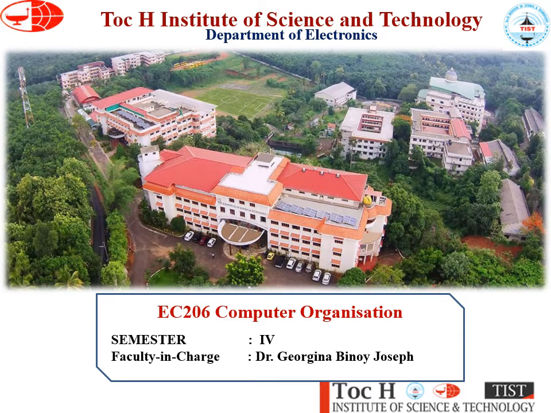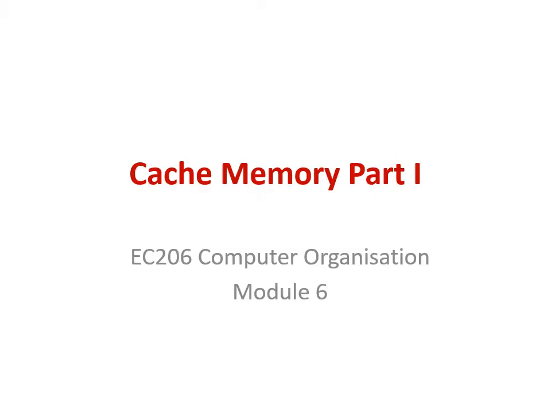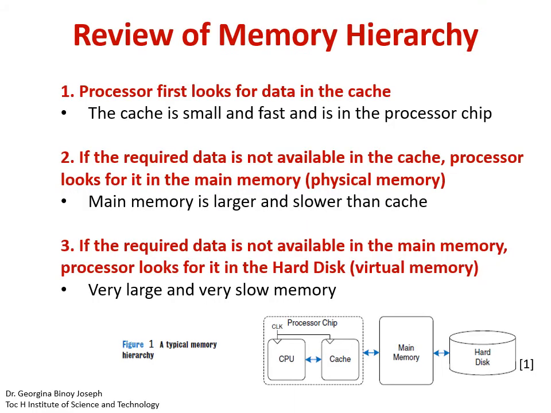Hello everybody. Let us now move on to module 6 of EC206 computer organization. We are now looking at the various kinds of memories that we had started studying in module 5. So today's topic consists of the cache memory. Let us review memory hierarchy which we had studied in module 5.